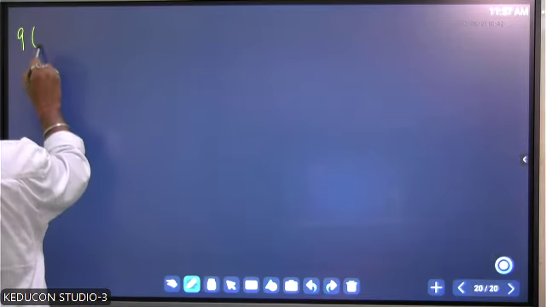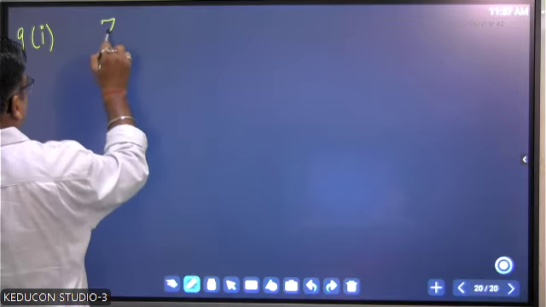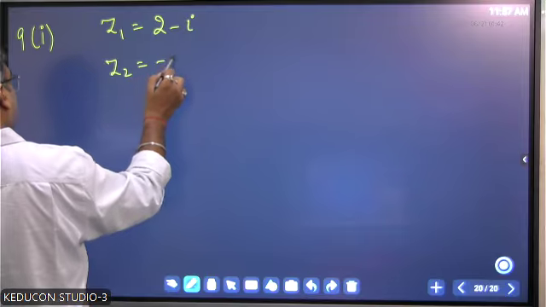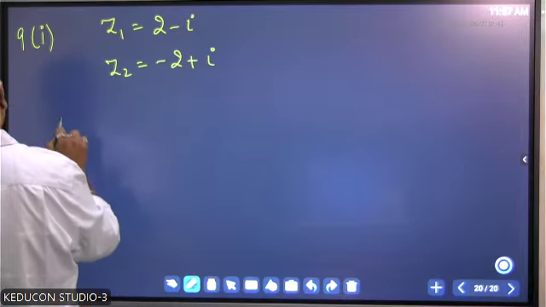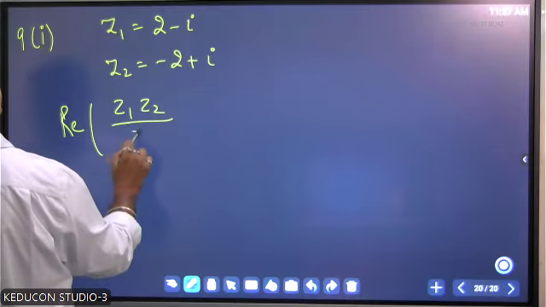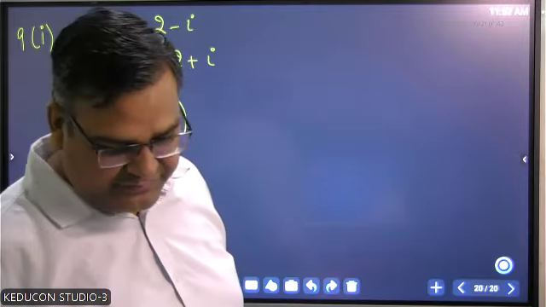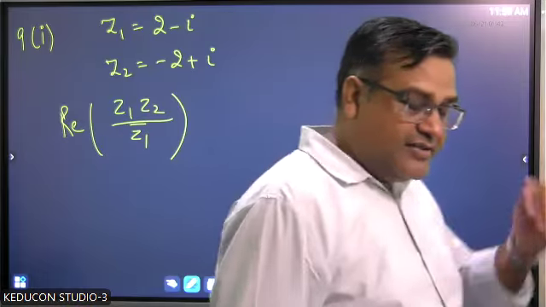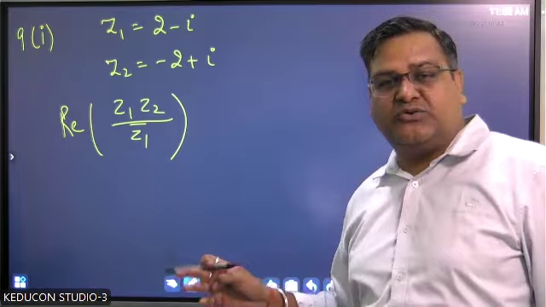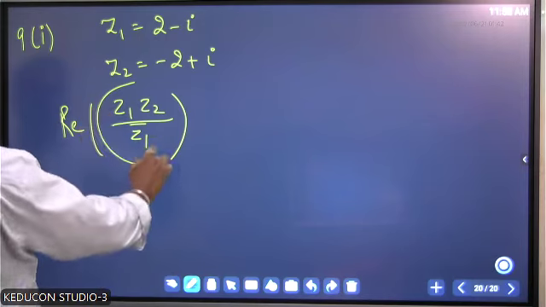See the 9th question, students. It is given to you that Z1 is equal to 2 minus iota, Z2 is equal to minus 2 plus iota. Find the value of the real part of Z1 Z2 upon. Now, what is the meaning of this question? What is this Re? This Re is known as the real part. Real part of Z1 into Z2 divided by conjugate of Z1. So first of all, we need to find out this thing.